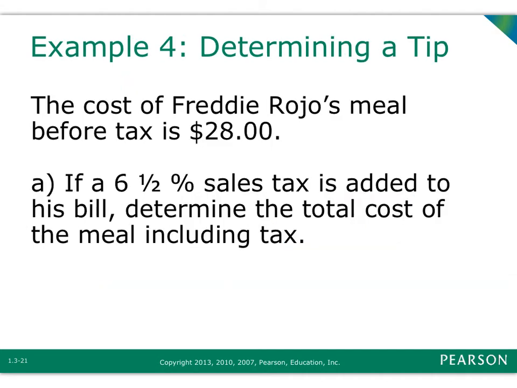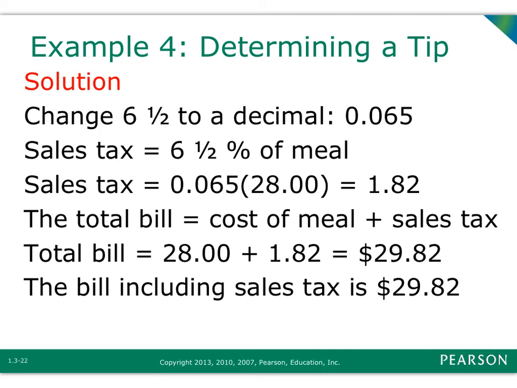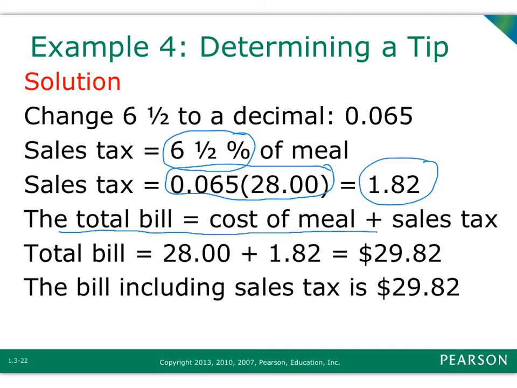The cost of Freddy Rojo's meal before tax is $28. If a 6.5% sales tax is added to his bill, determine the total cost of the meal including the tax. So this again is a money problem, but now we have 6.5% of the meal is going to be the sales tax. So we multiply the percentage times the total cost of the meal, and we see that the tax is $1.82. So the total bill is equal to the cost of the meal plus the sales tax.